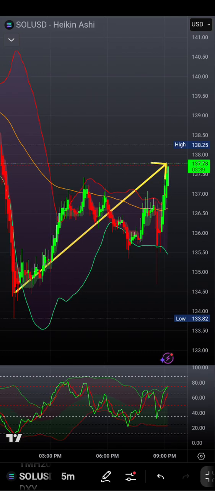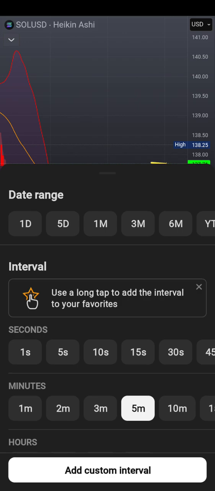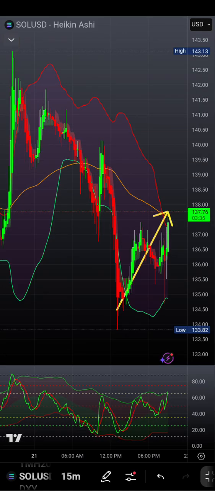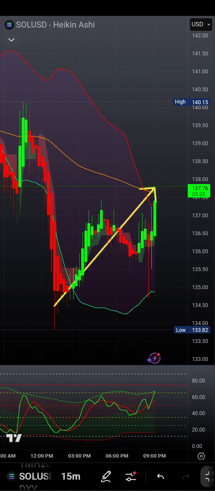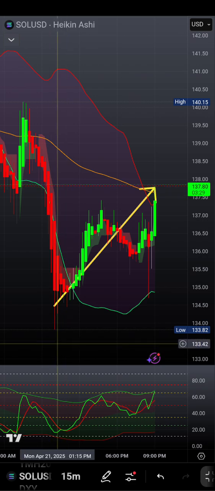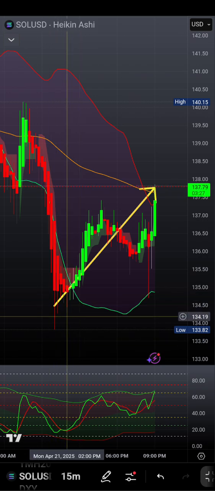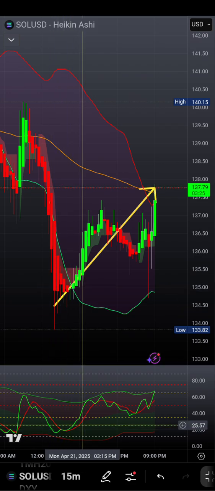That's how that looks on the 5 minute. That's how that looks on the 15. Look at it. Cross somewhere in this area. We got an entry outside of the band. Cross somewhere in this area.